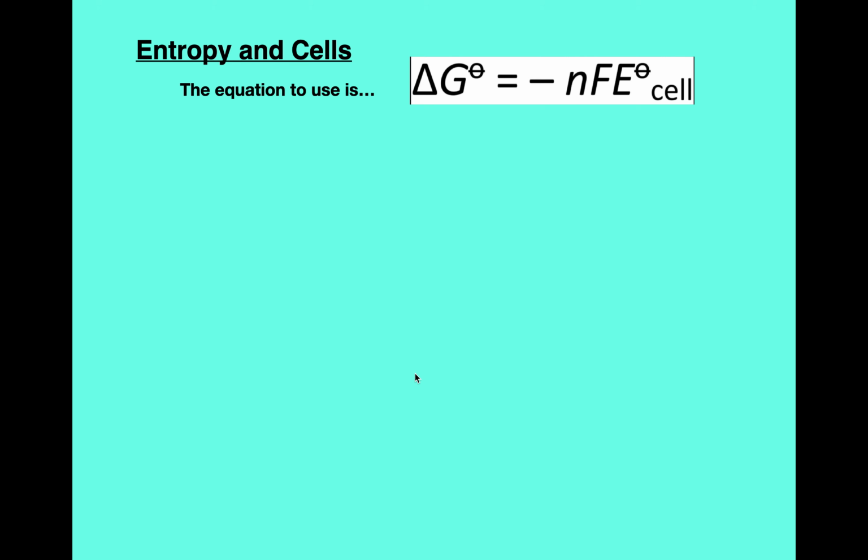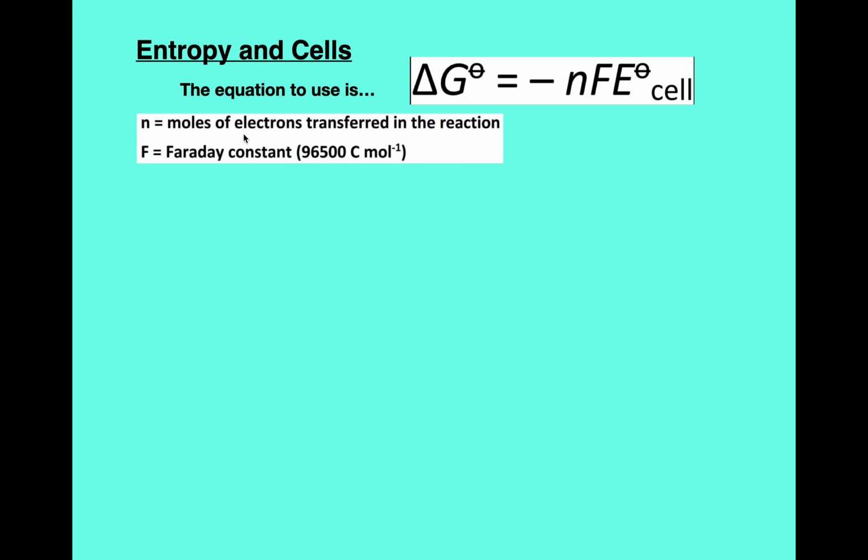Entropy and cells. So this is the equation. You might as well learn it. Gibbs free energy is minus nFE. What do they mean? n is the number of moles of electrons transferred in the reaction, and F is the Faraday constant, which you'll always be given. Don't worry about that.